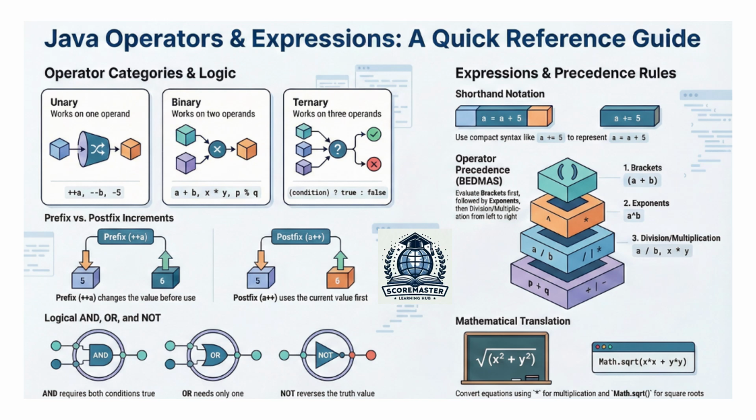Java operators are classified as unary (one operand), binary (two operands), and ternary (three operands), and understanding their behavior is essential for writing correct expressions. Follow operator precedence, BEDMAS. And remember, prefix increments first. Postfix uses the value first. Ignoring this is where most logical mistakes happen.